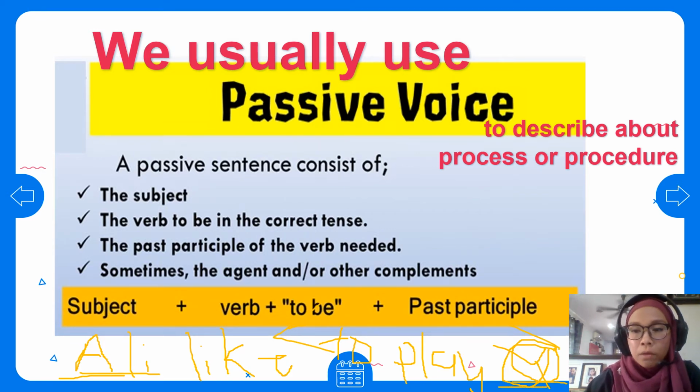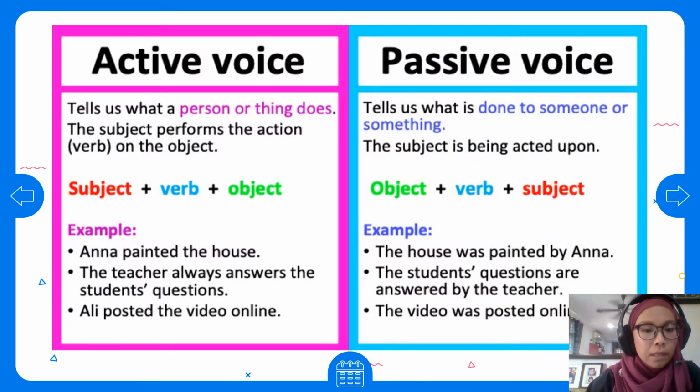Okay, another few more examples. Like this one, the active voice. It tells us what a person or thing does. The subject performs the action, verb, on the object. This one is just like I explained to you just now. Ali likes to play football. When you change it to passive voice, the ball, the object, is in front. The ball is being played by Ali.